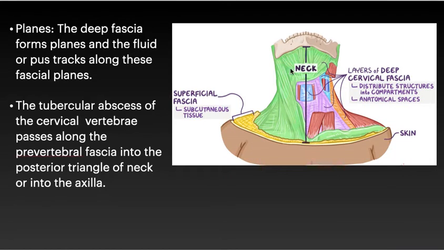Planes: the deep fascia forms planes, and fluid or pus tracks along these fascial planes. The tubercular abscess of the cervical vertebra passes along the prevertebral fascia into the posterior triangle of the neck or into the axilla.